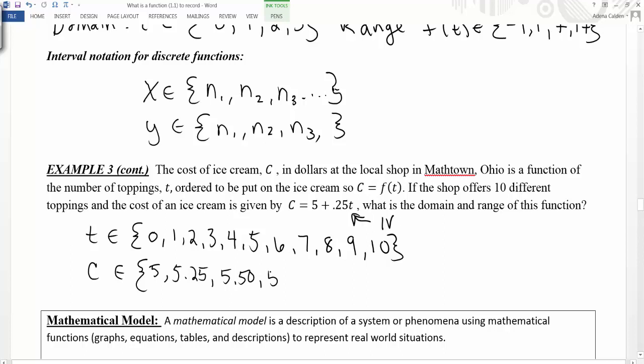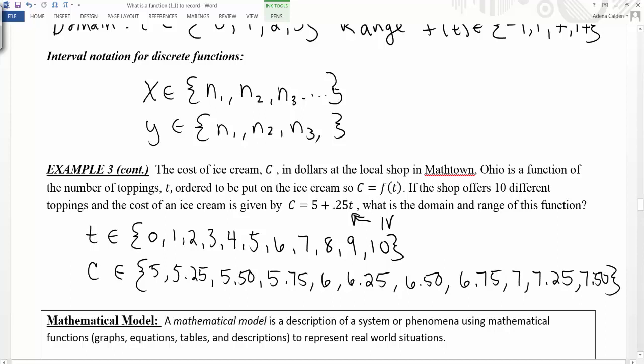If we plug in a 3, we get $5.75. If we plug in a 4, we get $6. If we plug in a 5, we get $6.25. If we plug in a 6, we get $6.50. If we plug in a 7, we get $6.75. If we plug in an 8, we get $7. If we plug in a 9, we get $7.25. And finally, if we plug in a 10, we get $7.50. So this is the whole set of possible costs or possible outcomes, which is the range of this function.